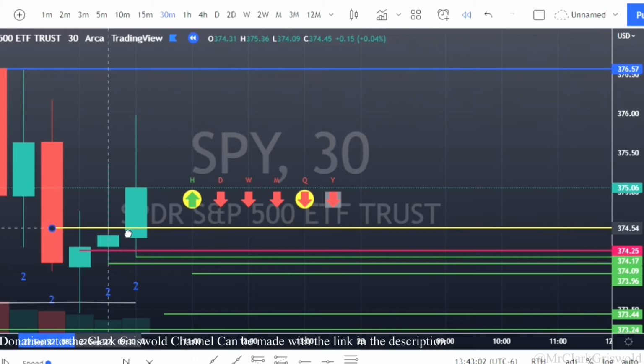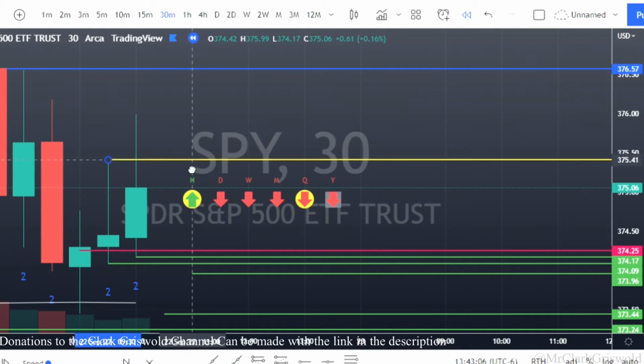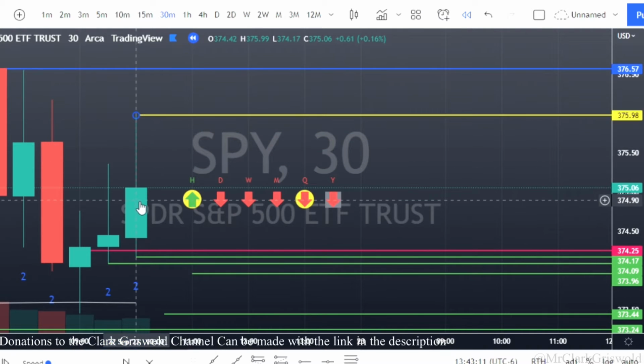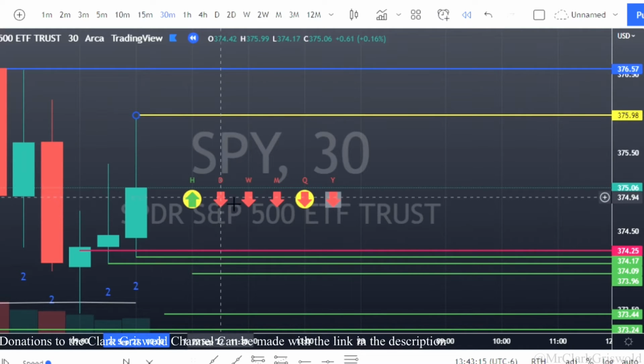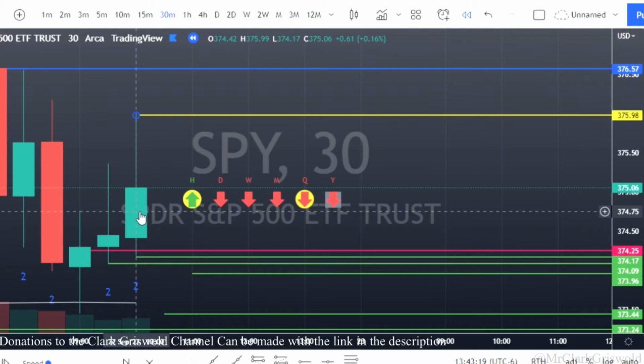For me, again, I'm not taking those trades because this daily is still red. I need both of these to be in the same direction. Would you have made some money here? Yeah, you would have. But I don't need to take every trade that's set up for me or that's possible. I just don't. That's not the way I do it. So let's go to the next candle and see what happens.